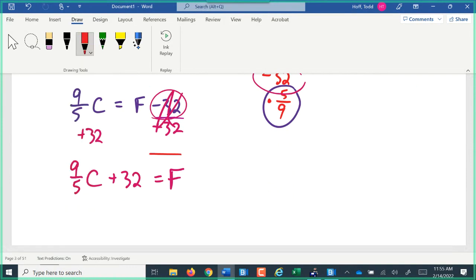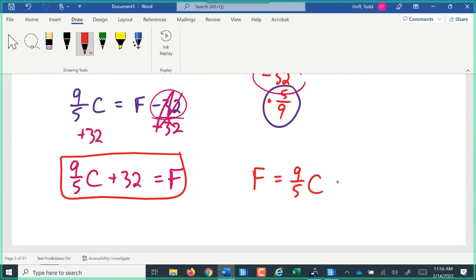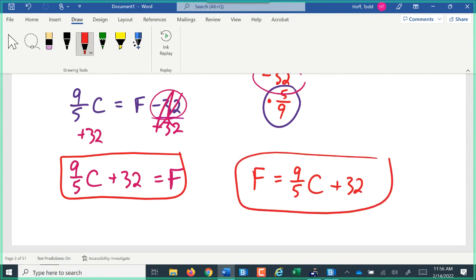I can rearrange it by putting the F on the left side, just saying F equals 9/5 times the degrees Celsius plus 32. So if this is a calculation I have to do over and over again, that formula has been rearranged to make it easier. I just plug in the numbers and do the order of operations.